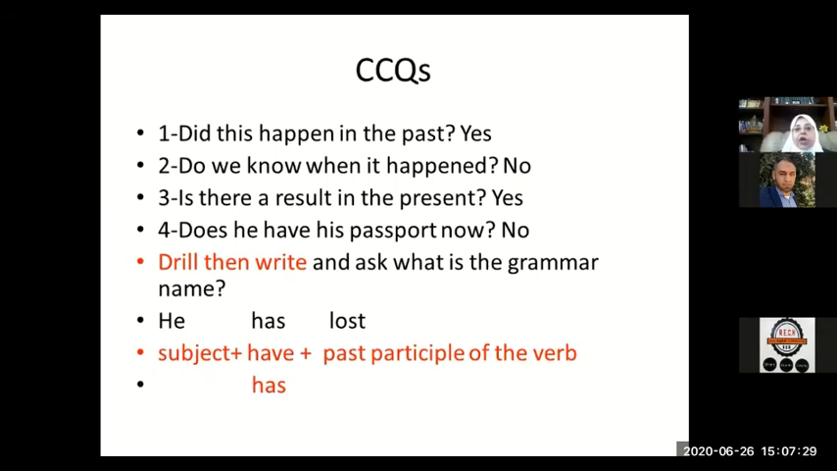Yes. Do we know when it happened? No. Is there a result in the present? Yes. Does he have his passport now? No. So this is the second stage, which is the CCQs.